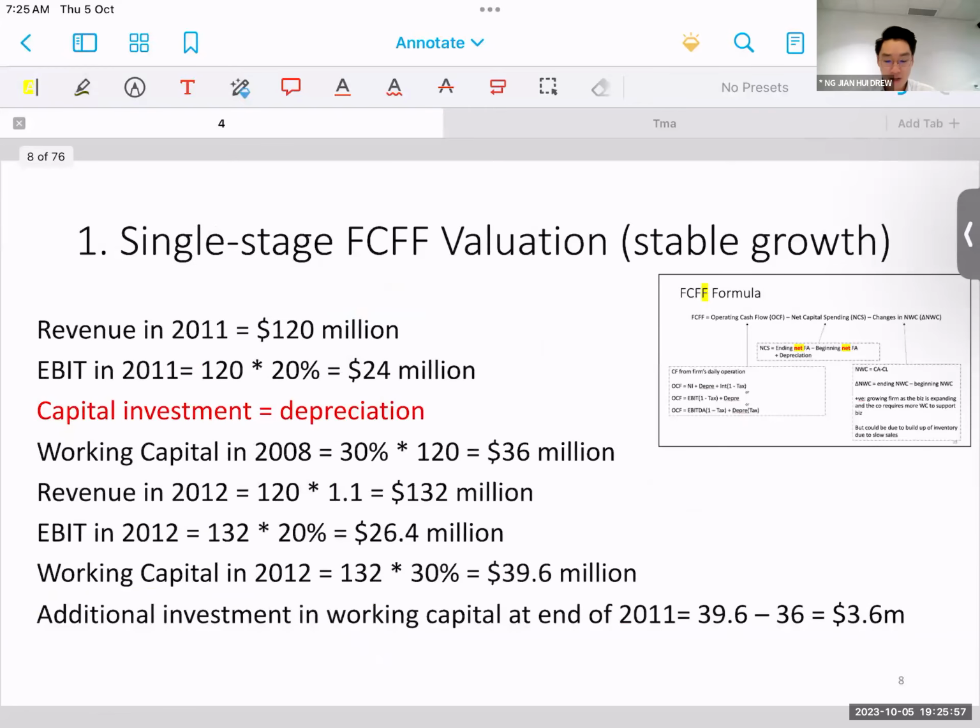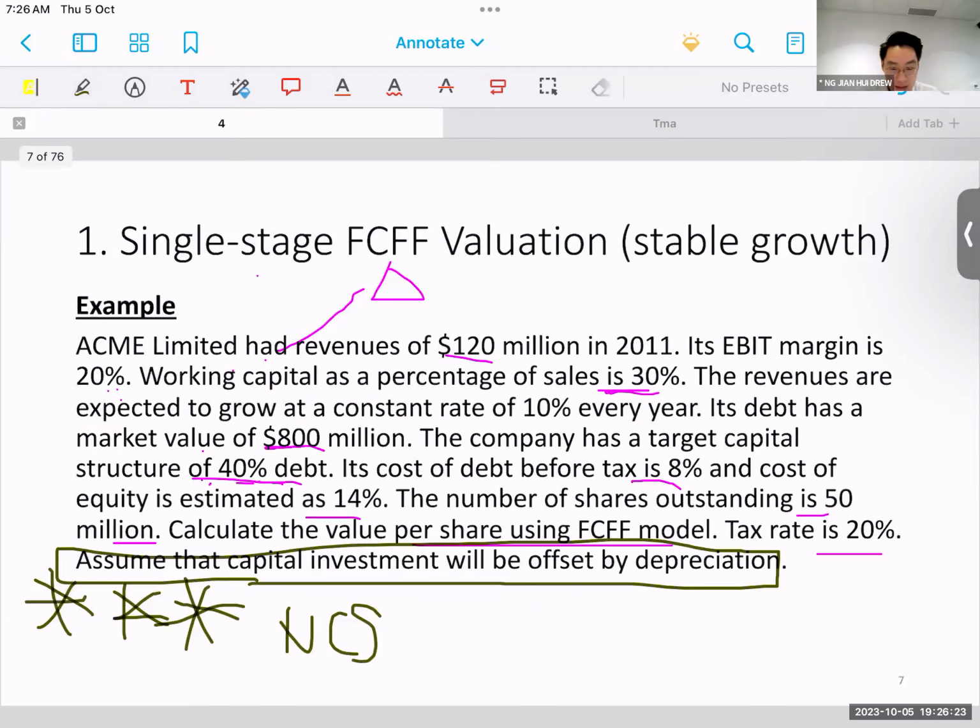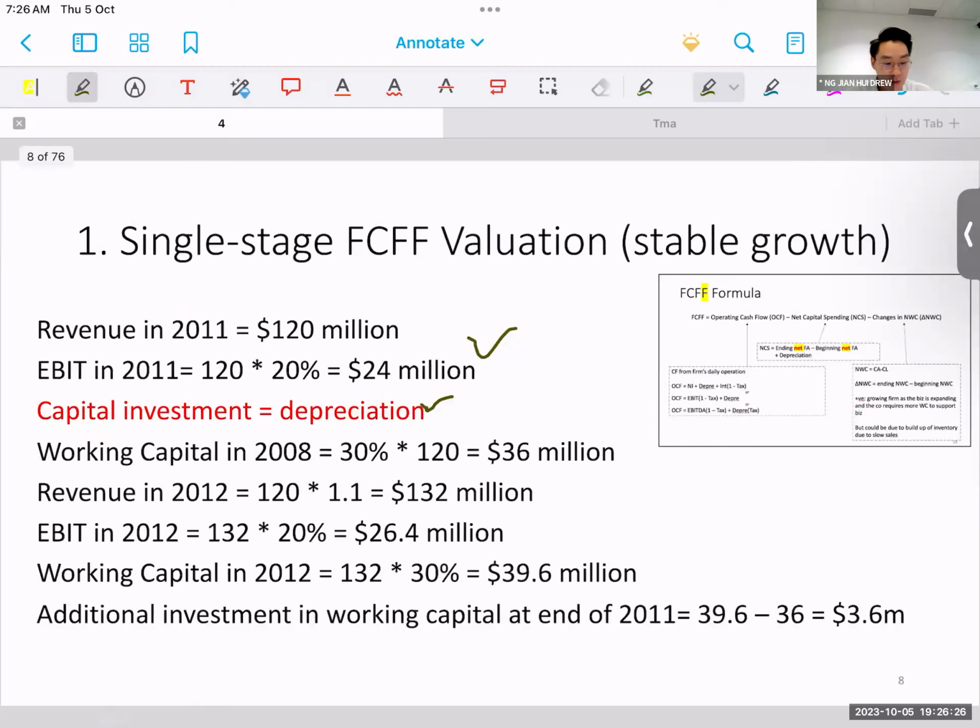Okay, so let's do a few calculations first. We are given that revenue is 120 million, right? And we know that the EBIT margin is 20%. So we can calculate EBIT here. The last assumption that I put a big red star on, capital investment equals depreciation. Fine, we can do that. Okay. So working capital, what was mentioned? Working capital is 30% of sales. So we do have your revenue, which is sales. So 30% of that. Okay, that's good.